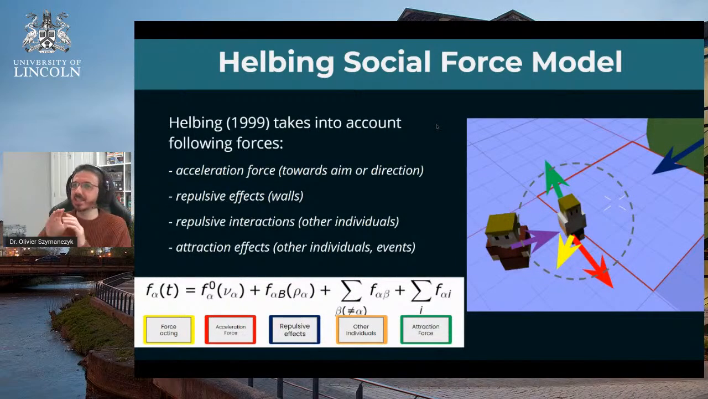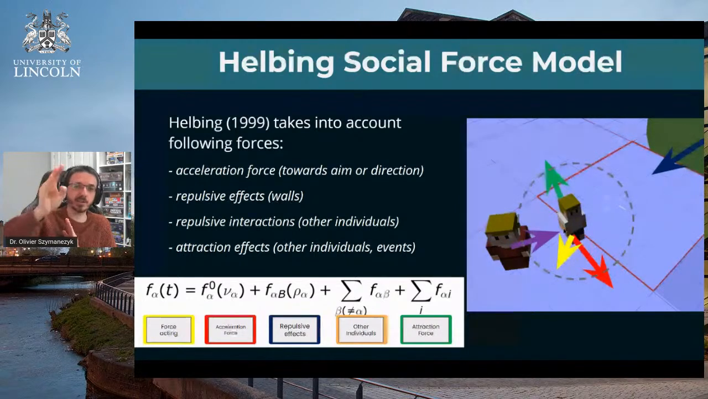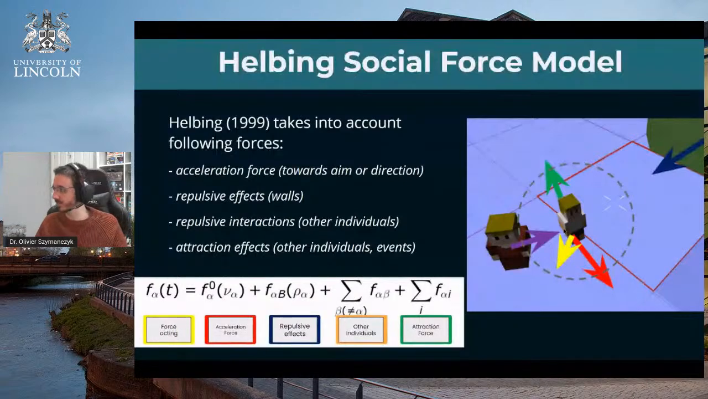So basically, he says that a person within a crowd, so let's take this person standing there looking very Minecraft-esque, is within a crowd and wants to go to a particular point. So basically, you've got a force that drives that person towards a particular position, like, for instance, a shop at the end of a high street. So that would be a vector forward.